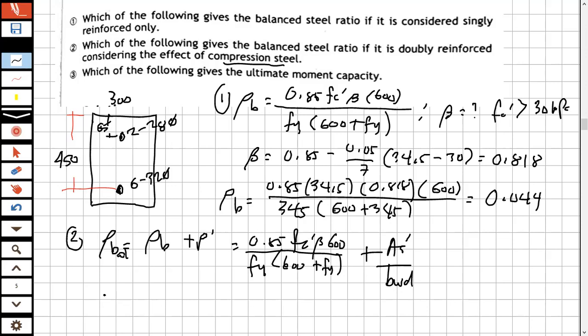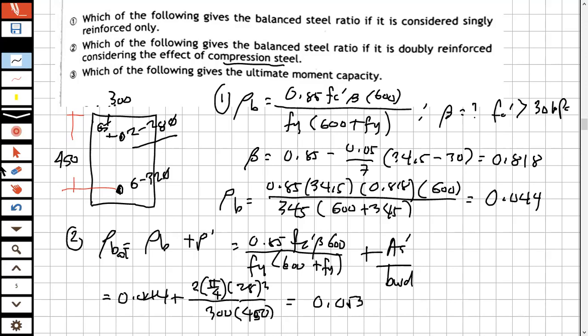So you will have here, ito, na-compute natin sa taas yata, 0.044 yata ito, no? 0.044. And then you have, ano yung area? A_s' ito, no? Sa taas. The total area is 2 pi over 4, the diameter is 28 squared. Okay. Then you have BW is 300 times effective depth na 450. So we can have here 0.053.